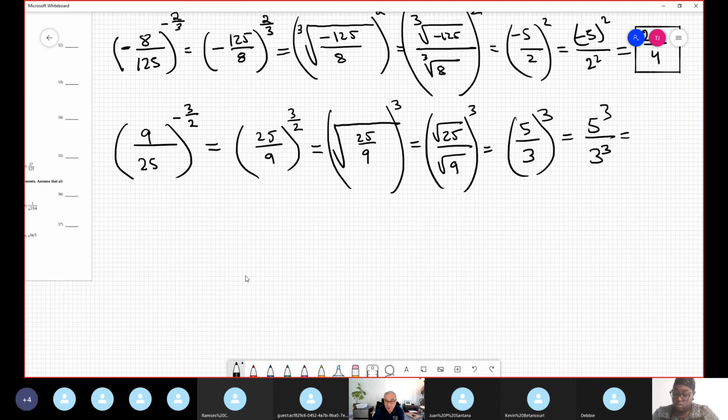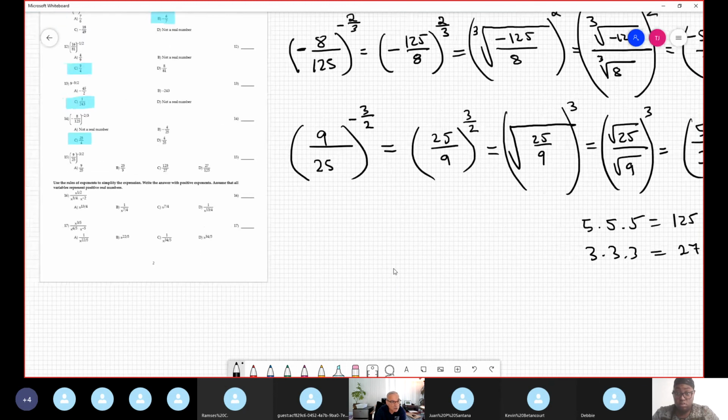Be careful, because 5 to the given power means 5 times 5 times 5. And 3 to the third power is 3 times 3 times 3. And this is 125, and this is 27, because 3 times 3 is 9, 9 times 3 is 27. Then 125 over 27. This should be the answer. Let me check it. Yes. It's C again.